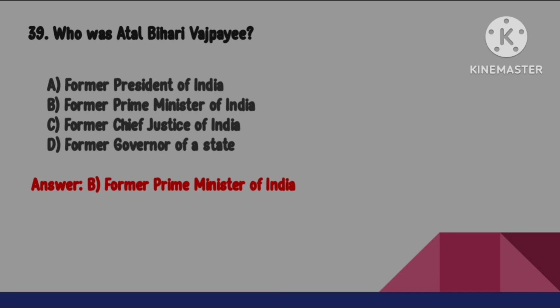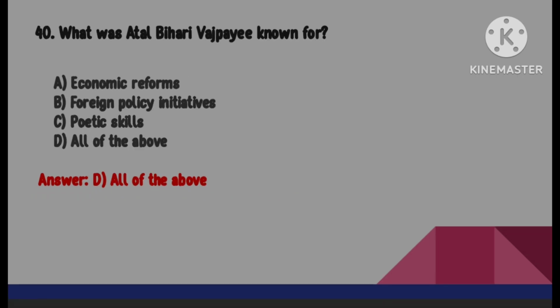Option A. Former President of India. Option B. Former Prime Minister of India. Option C. Former Chief Justice of India. Option D. Former Governor of a state. And the right answer is option B. Former Prime Minister of India. Let's get into the next question.